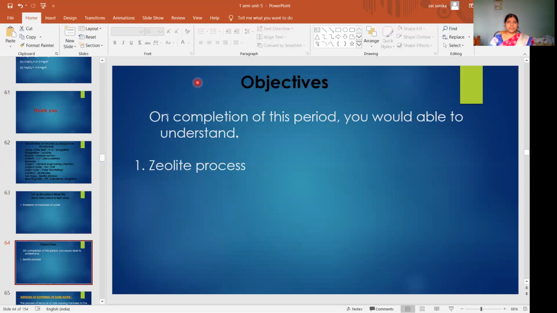We'll see the objectives. On completion of this period, you would be able to understand the total zeolite process. What is the diagram? How is it regenerated? How is it working? What is the process taking place in the zeolite process?